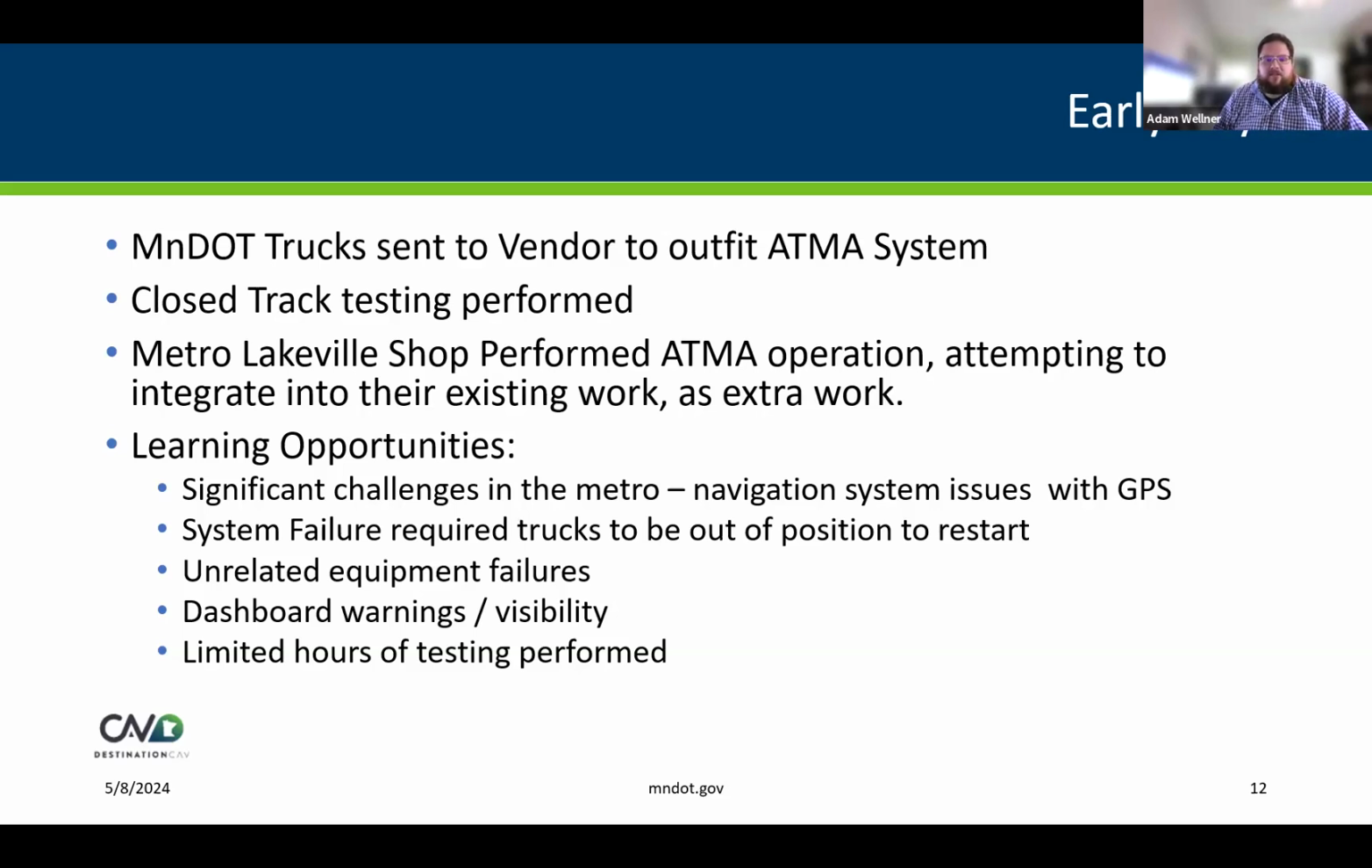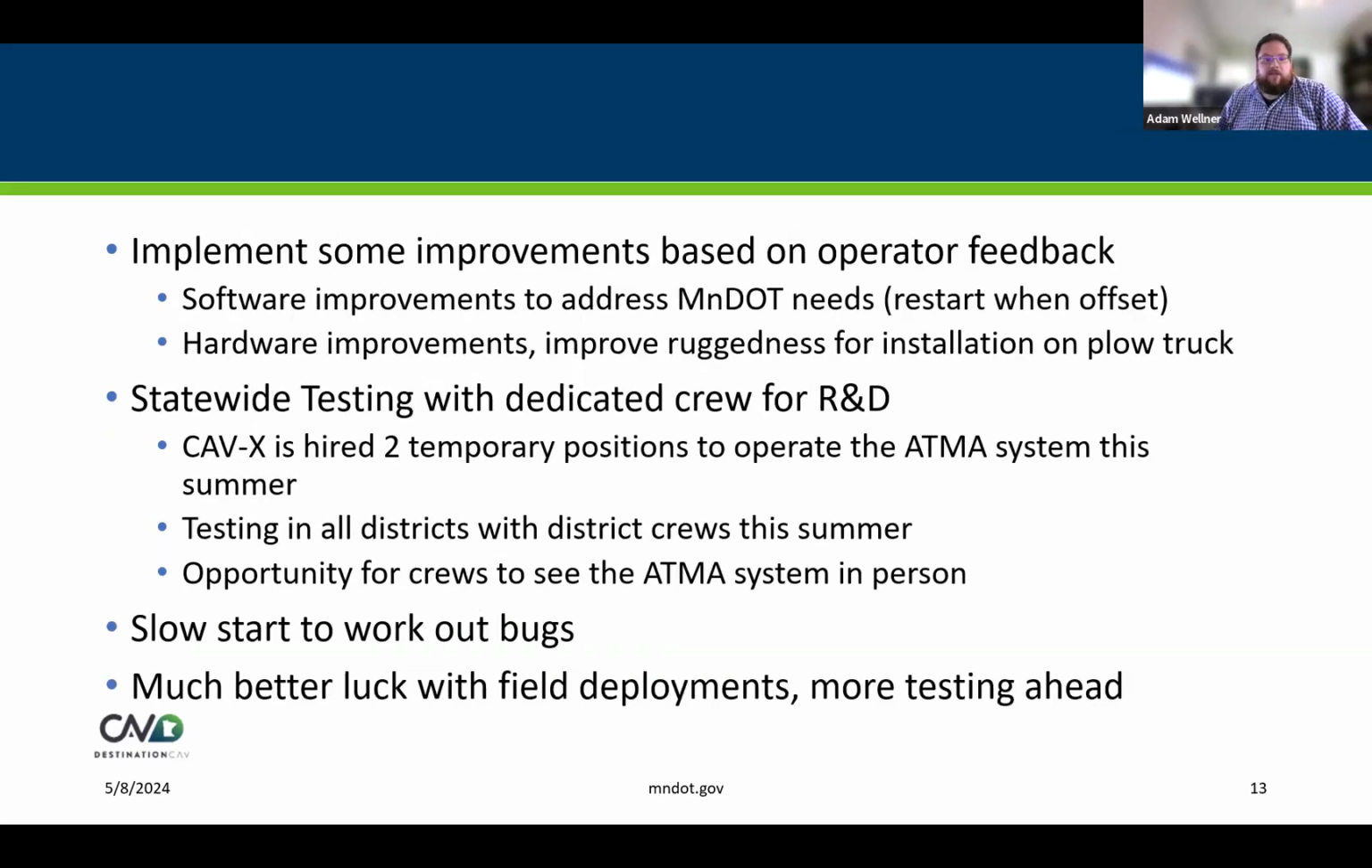And a lot of those things all combined to the first couple of years, we had limited hours of testing. Additionally, it didn't help matters that the contract was signed, I believe, in 2019. So we also had COVID in here slowing things down just across the board. So then in late 22 is about when I joined the office, and in 23 we took a little different approach.